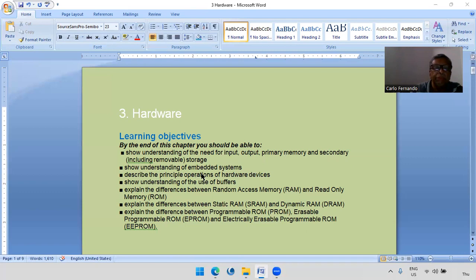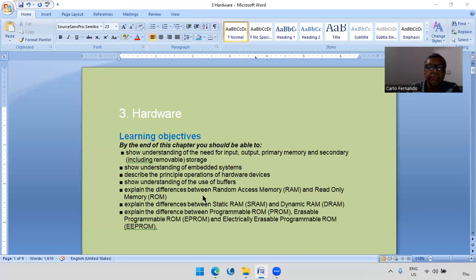So understanding of embedded systems, that is like phones, washing machines, many household items which have microprocessors doing the processing and the program is embedded in it. Describe the principal operations of hardware devices, how the hardware devices operate. Show understanding of the use of buffers. Buffer is a storage area, temporary storage area.